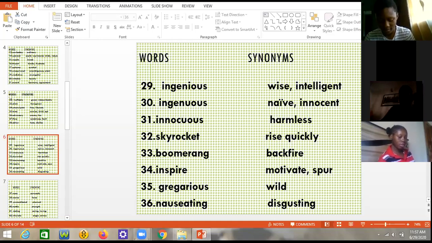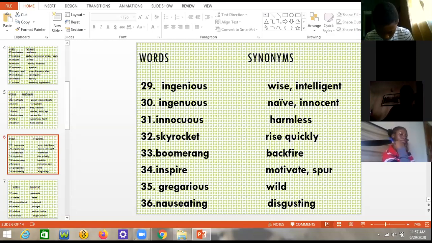Ingenuous. Now this one means what? Naive or what? Innocent. And somebody is naive or innocent. So another word that can replace it is naive. You don't know much about a particular thing or a particular field of study, so they say you are naive. Innocent.